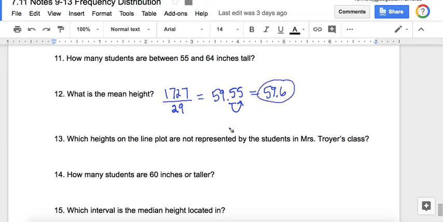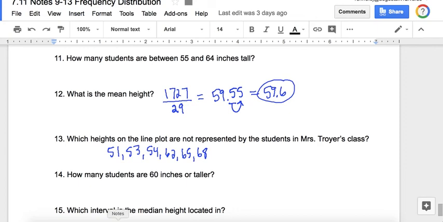Okay, it says which heights on the line plot are not represented by the students in Mrs. Troyer's class. So look at your line plot above, and all the ones that don't have x's are the ones that I'm going to be writing down. So that's 51, 53, 54, 62, 65, and 68. So all those heights were not represented by Mrs. Troyer's class.